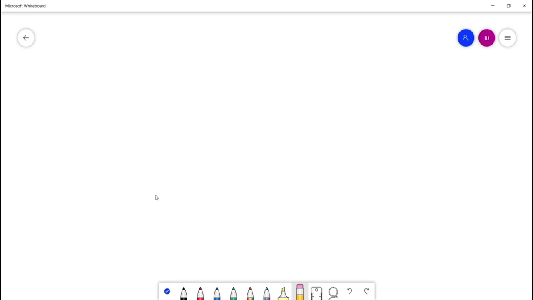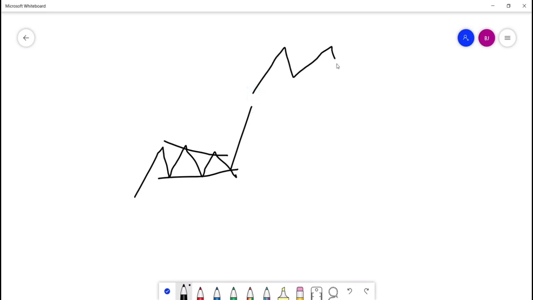Now we are also looking for a triangle break. Triangle breaks, we're looking for those too. Or a support and resistance break. So let's say the market is going up, and let's say we have support right here. The market just breaks this support and it comes back. We're also looking for that too. So any type of break, we want to take advantage of.